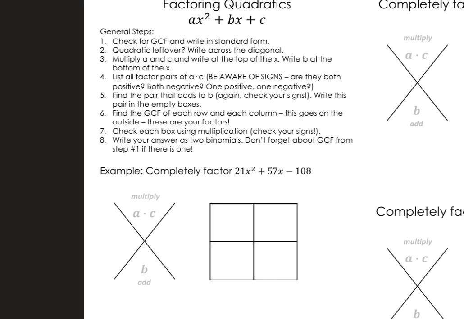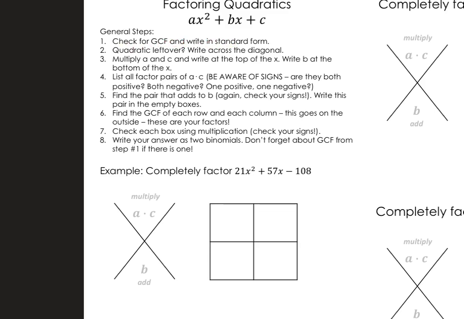So what I have written up here are basically the step-by-steps, and it's a little bit wordy, so I think what's easier is to just see it be done. And really with factoring, the more you practice, the better you're going to get at it. So I'm going to walk through this example. The example is: completely factor 21x squared plus 57x minus 180.